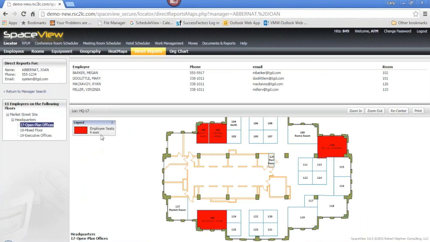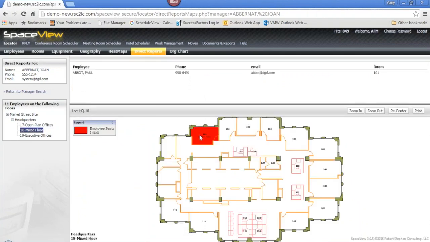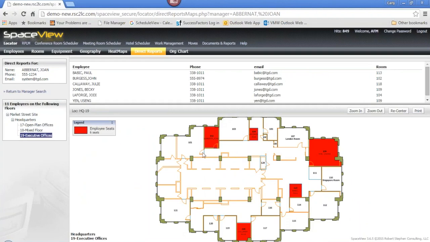It shows that she has 4 people on the 17th floor, 1 person on the 18th floor, and 6 people on the 19th floor. So it's a cool way to see how people's staff are distributed throughout floor plans.